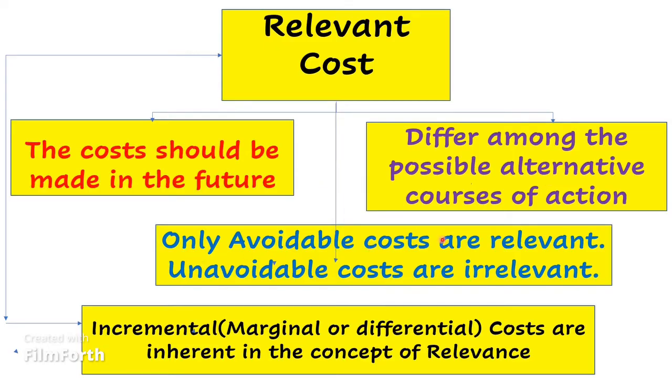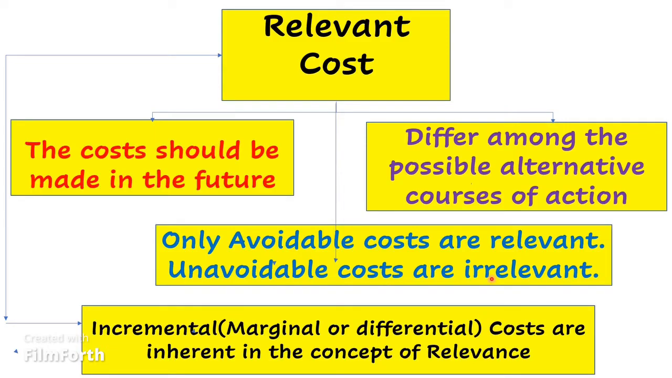Only avoidable costs are relevant. Just now I gave you an example. In that it's avoidable, right? It's avoidable that if you don't go to the higher college or for higher education, that cost is avoidable. So that is relevant. Unavoidable costs are irrelevant.